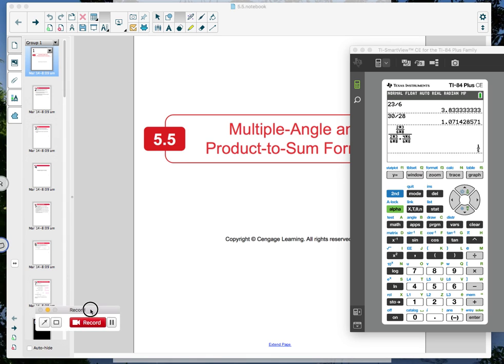This is Wednesday, and we're going to cover 5.5a, the first part of 5.5.